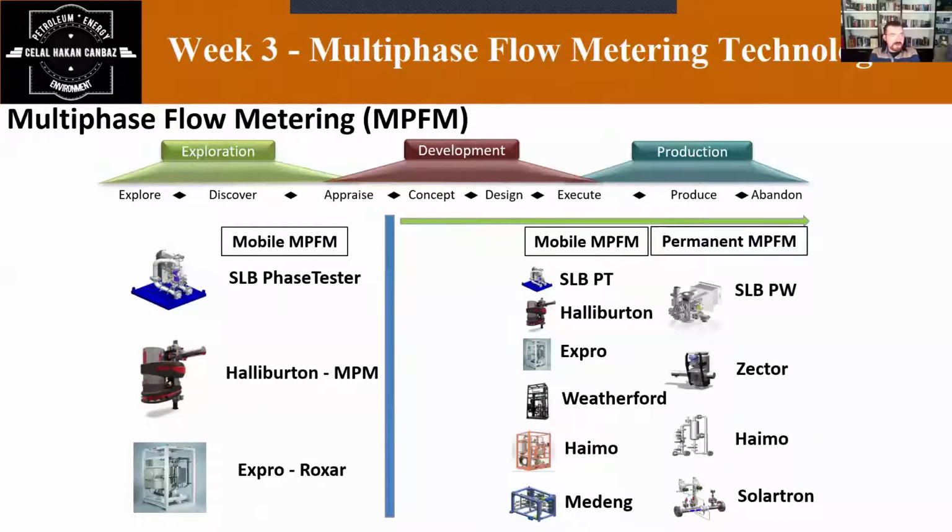Another thing is, when you pass to the production part, what happens? You can of course use your mobile multiphase flow meters, but there are also some permanent multiphase flow meters. The Schlumberger device, the PhaseWatcher, is of course one of them. Vector, Hymo, and Solartron have other permanent devices. These are used in the field directly without taking them out. It becomes a part of your well, your field, your line, and stays there.